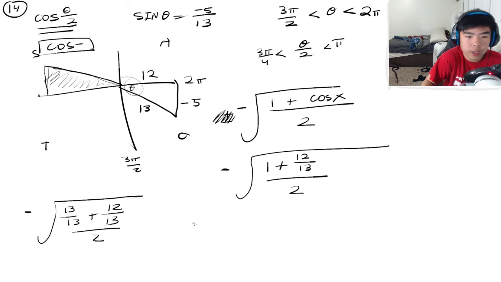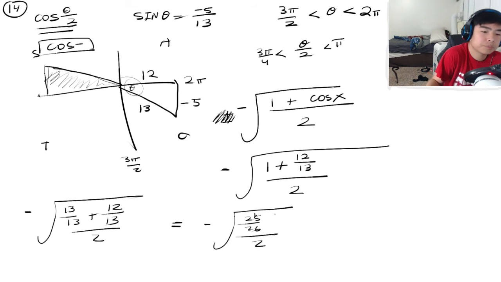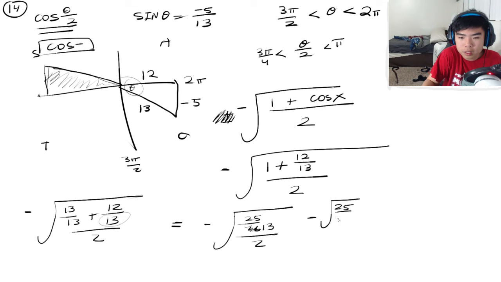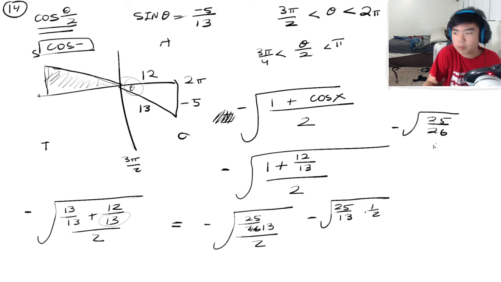And you would get, let's just skip the process, negative square root of 25 over 26, all divided by 2. What you could do with that is, I'm skipping ahead a step, 13, same denominator. Then you want to divide it by 2, right? Because you're dividing by 2, then you have negative 25 over 26. That's why I skipped a step.